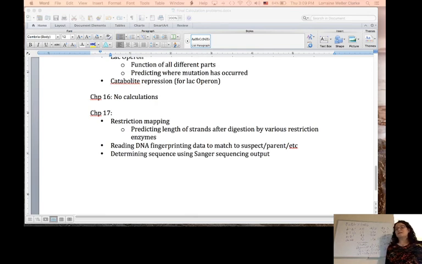DNA fingerprinting and Sanger sequencing, go back to the thing where I showed you how to do it. Go back to the videos. Also that video with the DNA fingerprinting and the activity really help with practice for that. Okay.